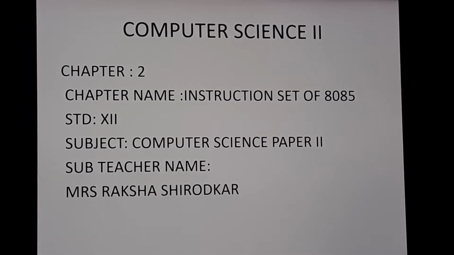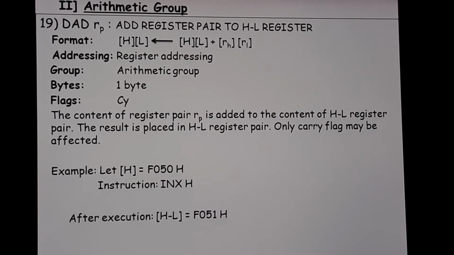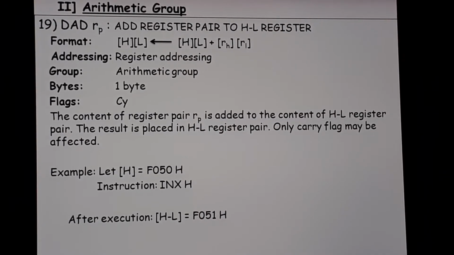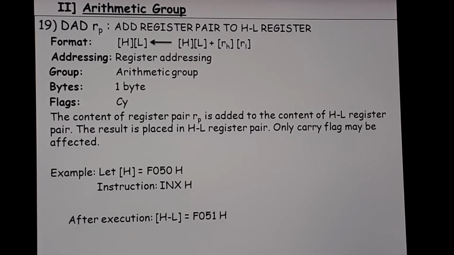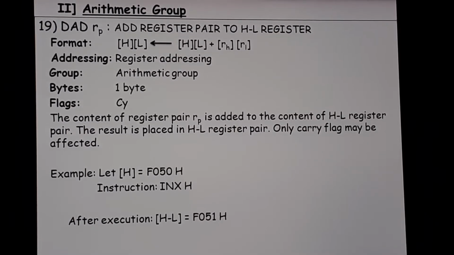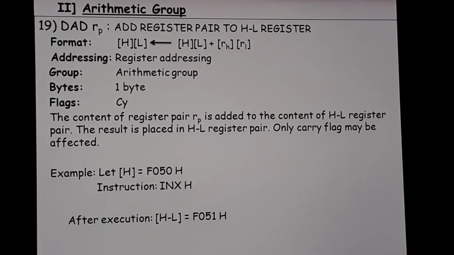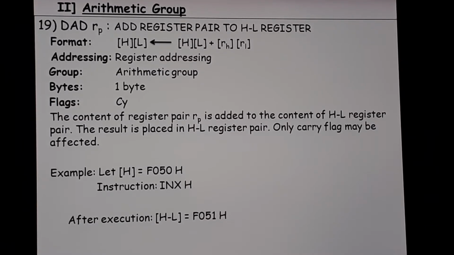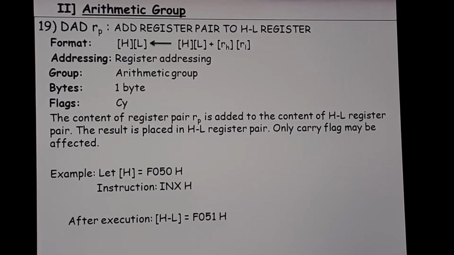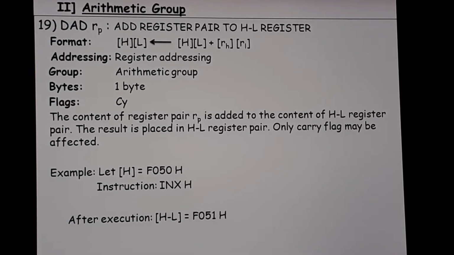So we had started with Computer Science paper 2, chapter number 2, that was instruction set of 8085. We'll continue with that. Today we'll complete the arithmetic group that we had started. We completed 18 instructions in the last video, so today we'll be continuing with the same group and seeing the 19th instruction. We only have two instructions left in this group, so in this video we will be studying only two instructions today.